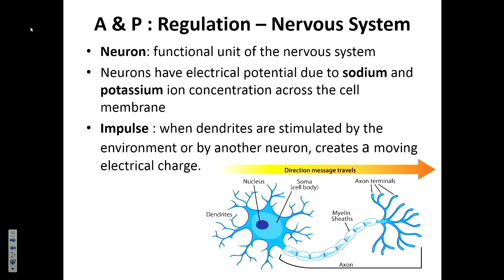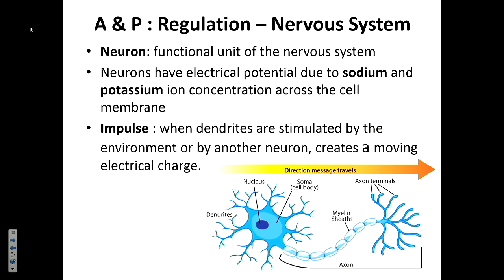They also generate signals through something called an impulse. If you look at the picture, at the far left ends, the extensions that look like they're branching out like roots are the dendrites. These dendrites are stimulated by something in the environment or in the body, or even by another neuron they're connected to. Once they're stimulated, they create a moving charge that travels down. You can see by the arrow that the message travels from the dendrites into the cell body, through the axon, and then to the terminal end.